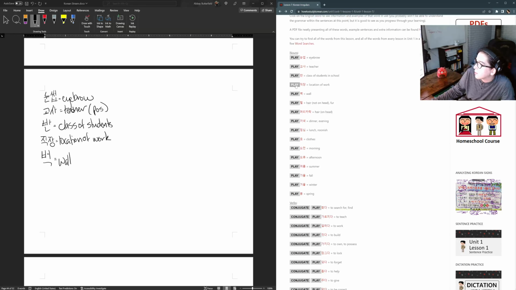직장, location of work. Okay, so there's two versions of hair. I don't know how I feel about that. 털, which is hair not on the head, so I'm assuming body hair or fur, either or. And there's hair on head, which is 머리카락, extension. So remember, 손 is hand, 손가락 is finger, 머리 is head. So it's like an extension of your head. 머리카락. My hair. Cool. And then we have 저녁, which is dinner or evening.